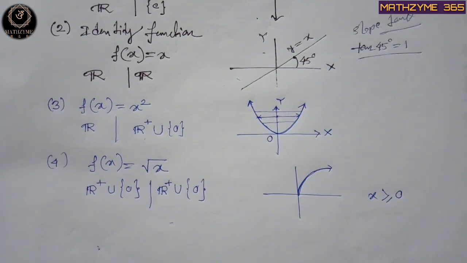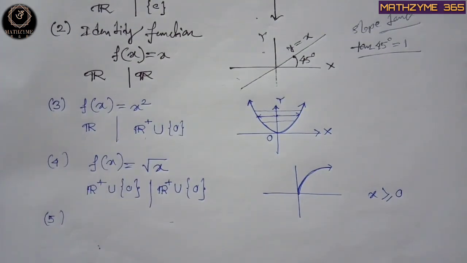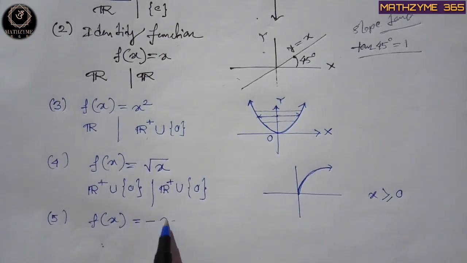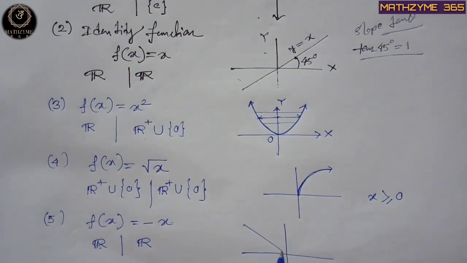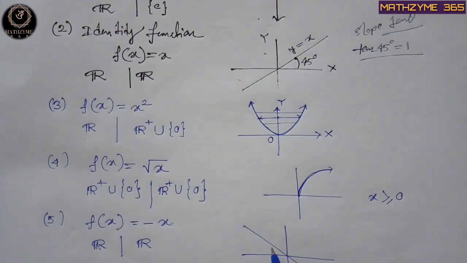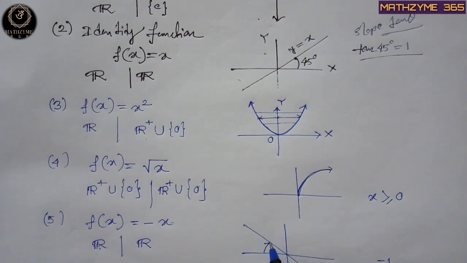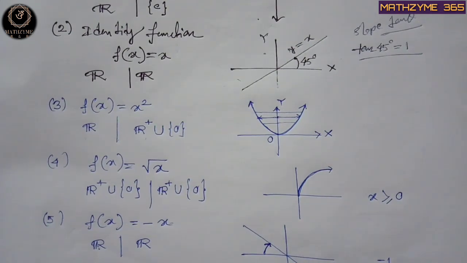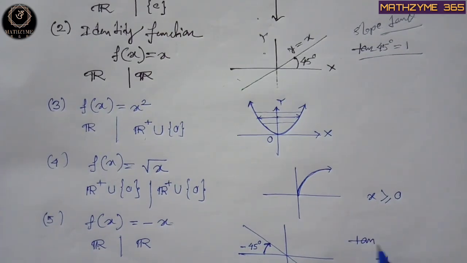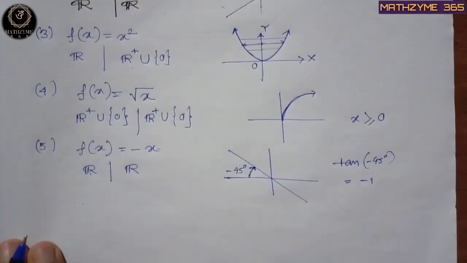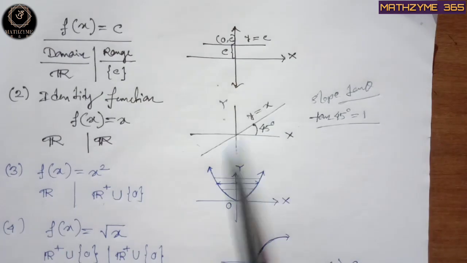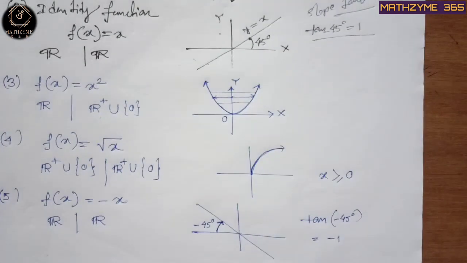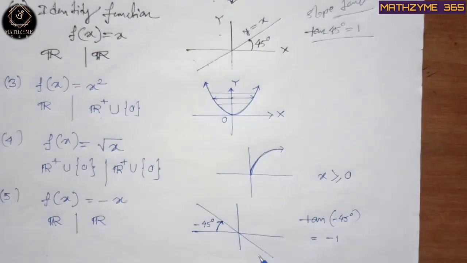Now our next function is f(x) = minus x. Suppose f(x) = minus x. Here the domain is real and the range is also the real numbers, and the graph is a straight line passing through the origin but having slope minus 1, that is, the angle is in the clockwise direction with the x-axis. So the angle is minus 45 degrees, hence tan of minus 45 degrees equals minus 1. So the slope is minus 1, hence the graph is like this. But this is a reflection of the previous graph about the y-axis. This one has slope 1 and this graph shows slope negative 1.